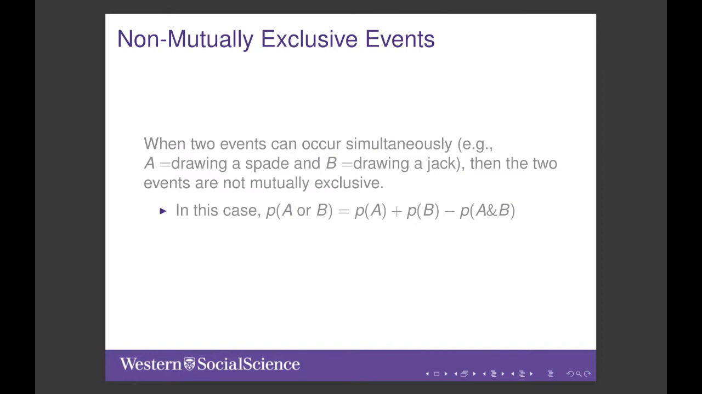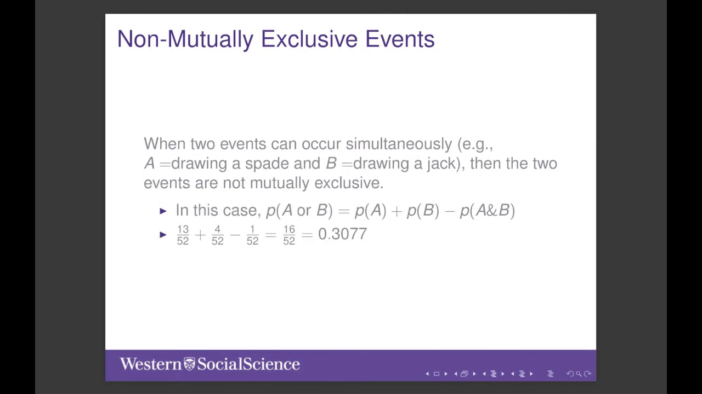In mutually exclusive events, the probability of things happening simultaneously is 0. The basic idea is that because the events can happen simultaneously, we have to acknowledge the probability of double counting a particular event. The jack of spades counts both for a jack and for a spade. It contributes to both counts, so we have to subtract the probability of both events happening simultaneously.